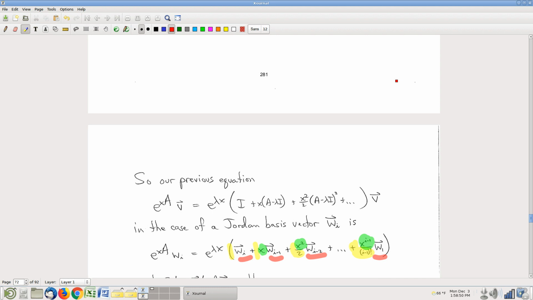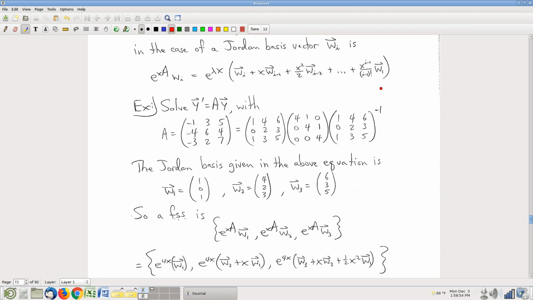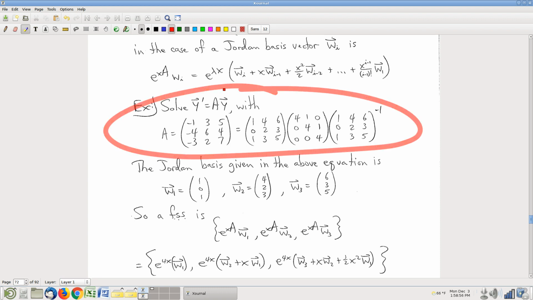Okay, so we applied this formula last time to this example. You may recall this example we worked out through back solving, and it was quite a pain. It was like 2-3 pages of algebra, which is inconvenient. But here's the alternative method.